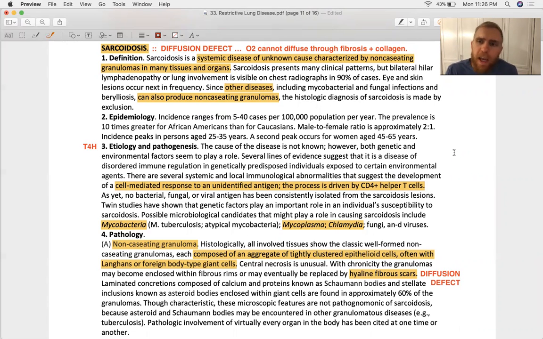Now, these are non-caseating granulomas, and what that means is it's not tuberculosis, which is important, because which organ do you get TB in? Your lungs. So anytime you see granulomas in the lungs, you got to know why they're there. Now, a non-caseating granuloma is a type 4 hypersensitivity.